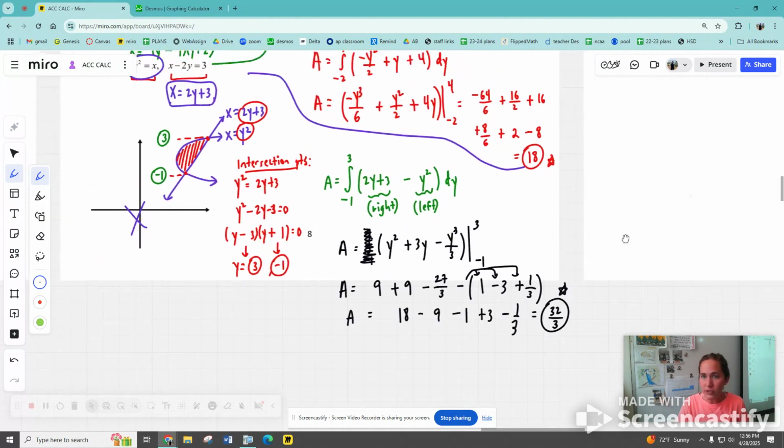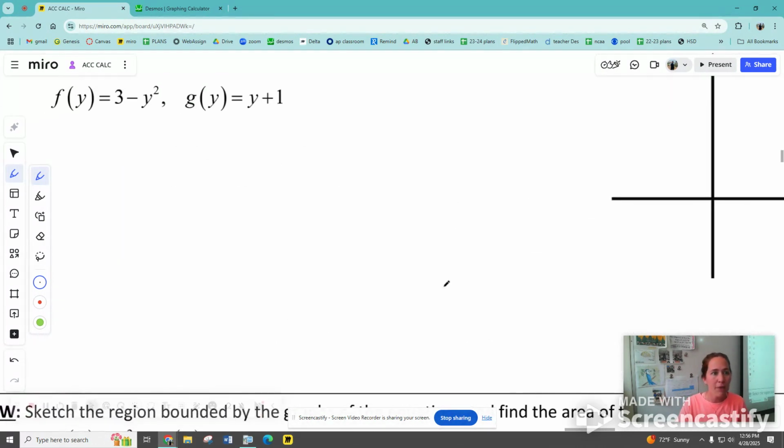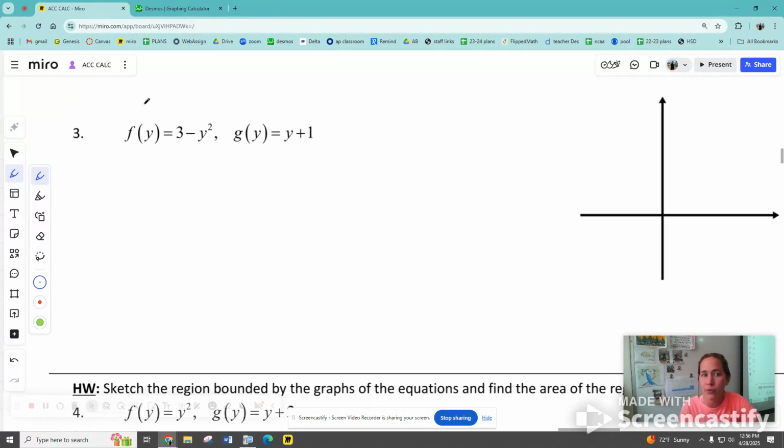Okay, one more just to set up and give this a try, and then there'll be some for you to practice. F of y is 3 minus y squared. That's like saying x equals 3 minus y squared if you see an equation given that way. And this is also like saying x equals y plus 1. So they did us the favor in this one of already solving these two equations for x, getting them in terms of y.